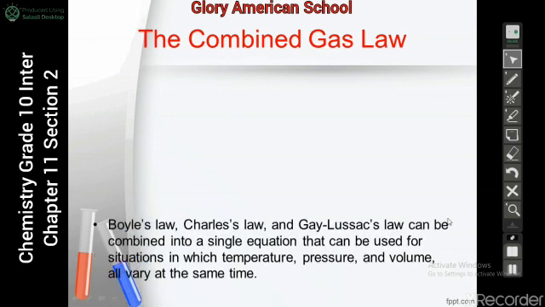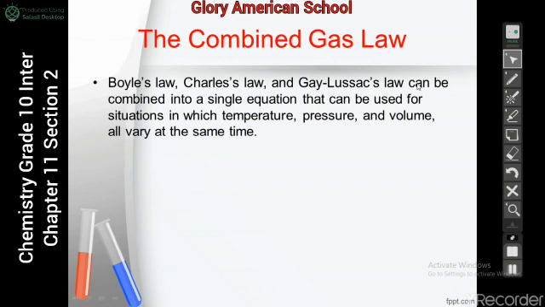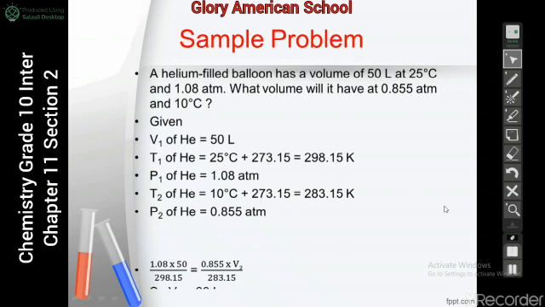If you want to combine the three laws, Boyle's law, Charles' law, and Gay-Lussac's law, in only one single equation, that can be used for situations in which temperature, pressure, and volume all vary at the same time. There is no constant factor here. So we are going to combine P1 V1 equals P2 V2, and V1 over T1 equals V2 over T2, and P1 over T1 equals P2 over T2 in only one single equation, which will be P1 V1 over T1 equals P2 V2 over T2. So here we have a problem.